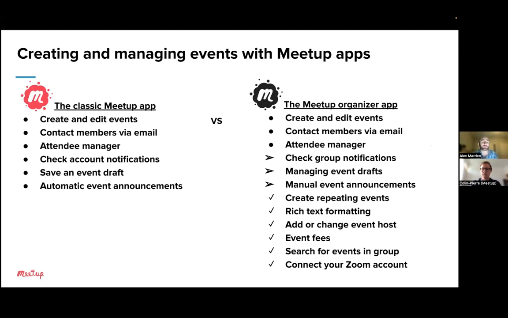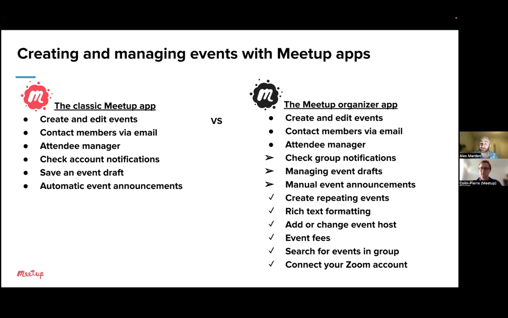As you're no doubt familiar, the classic Meetup app allowed you to create and edit events. You were able to contact members through your email client on your mobile device. You were able to manage your attendees and check notifications for your entire account. You could save a single event draft if you weren't ready to publish it yet. And any time that you published an event through the Meetup app, it automatically announced that event to all of your group members.